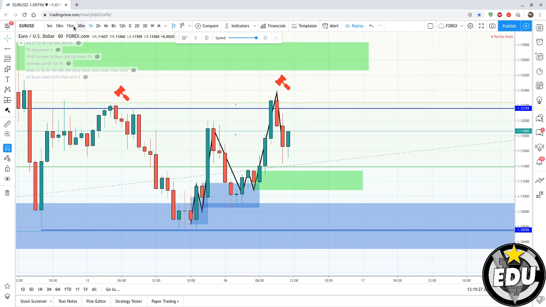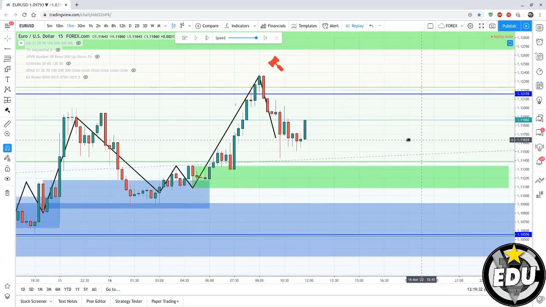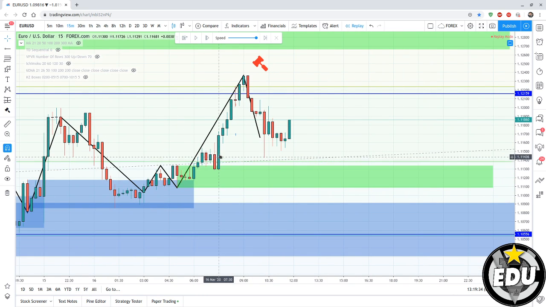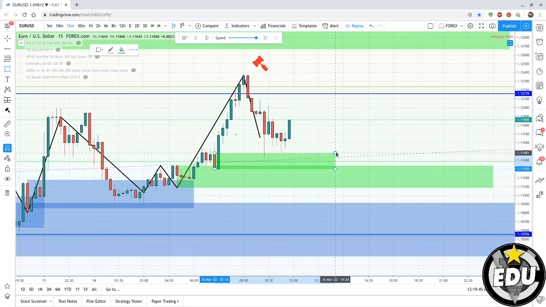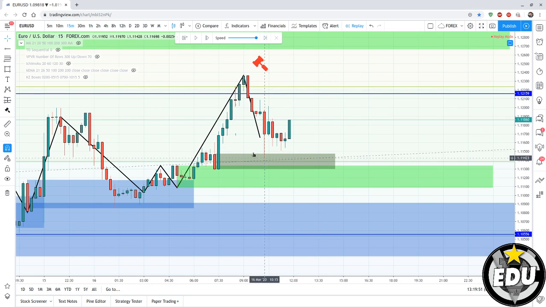If we go in the 15 minutes time frame, what we see is another demand. This demand is very important because it's the demand that gave the start of this pump right here, right? Would you trade this? Yes, I mean, but not now because we were already late.